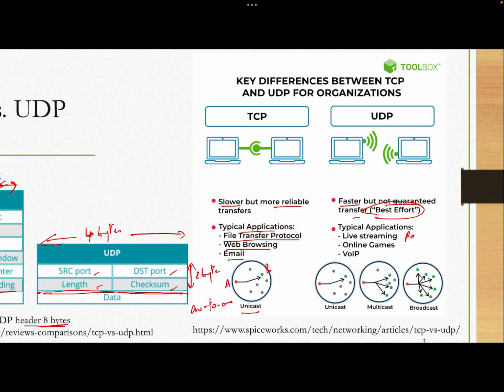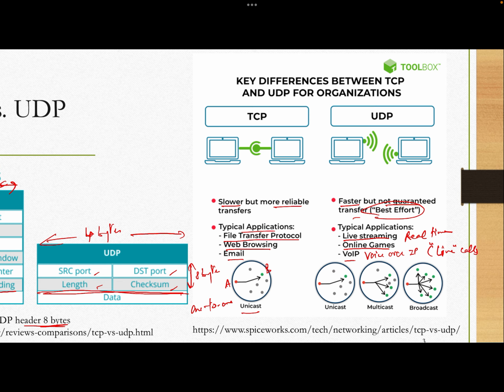UDP is for real-time applications, because the benefit of using UDP is the speed. Live streaming, online games, voice over IP. Voice over IP is like when you make a phone call using Line. You make a phone call and use the Line application. Maybe the quality is not very good, but it's free, right? You use the internet to make a phone call.